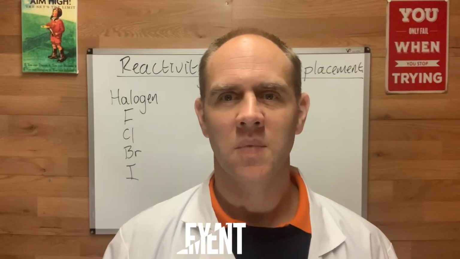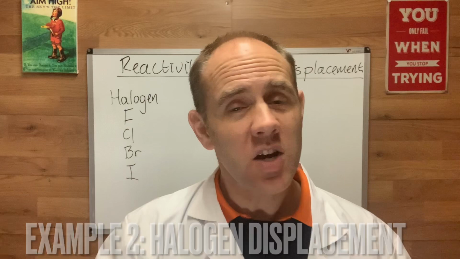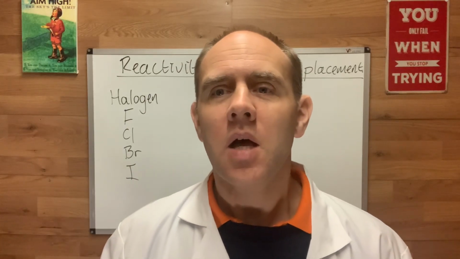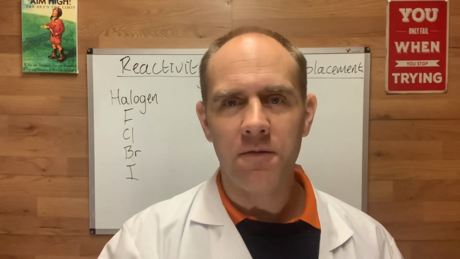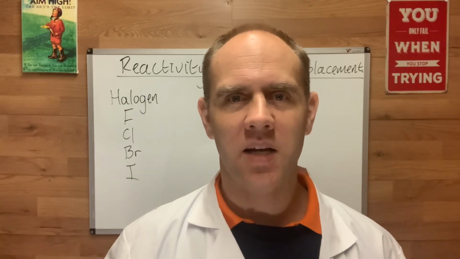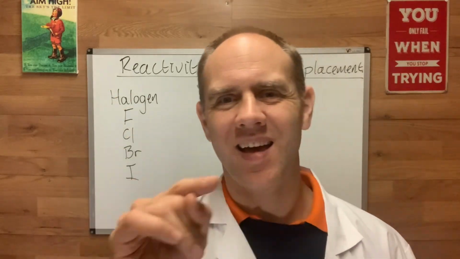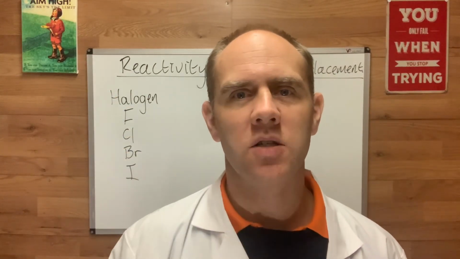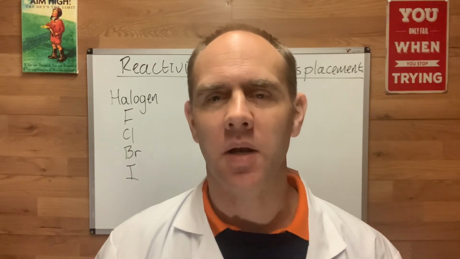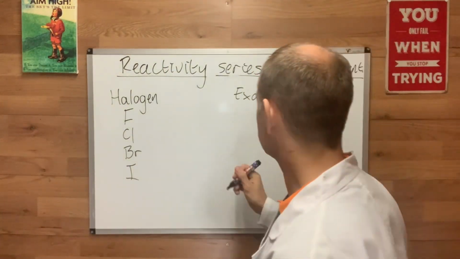Now let's look at a second example. Let's look at some halogen displacement reactions. They're not difficult, they're really not. You have to remember that if you've got a metal halide salt and you're going to react it with a halogen, if the halogen is more reactive than the halide in the salt, there will be a displacement reaction, similarly to the metals that you've just seen. Let's check one out.